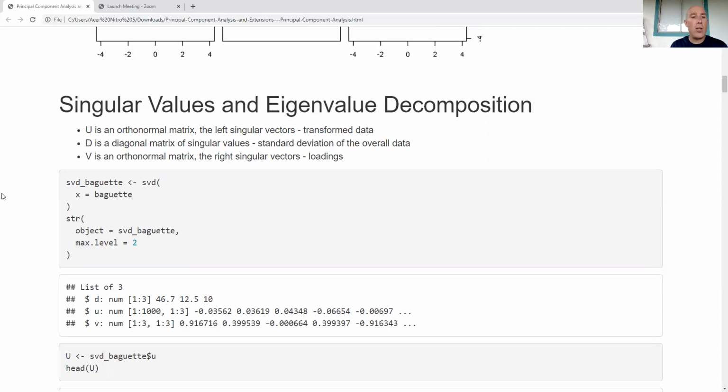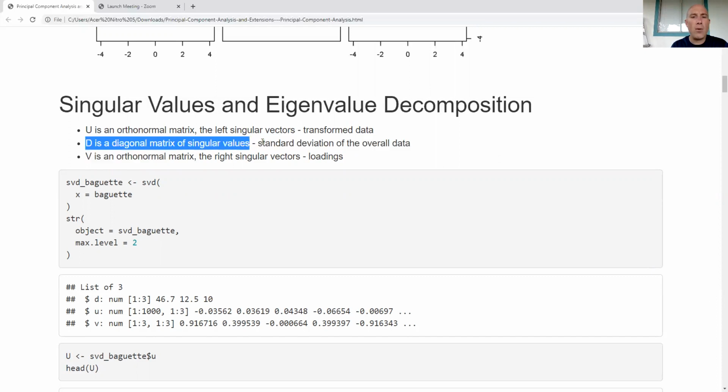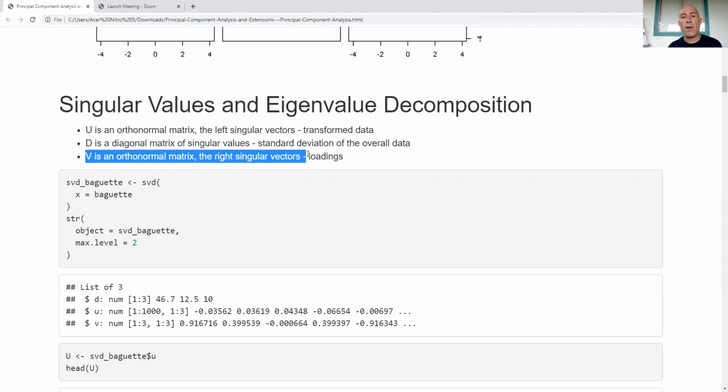U is going to be an orthonormal matrix. We call these the left singular vectors. This is going to correspond to my transformed data when I use principal components. It's not quite that, but it's close. D is the diagonal matrix of the singular values. This is how we get the standard deviations of the overall data that we'll look at in a moment. And V is the orthogonal matrix, the right singular vectors. This is where we get our loadings.